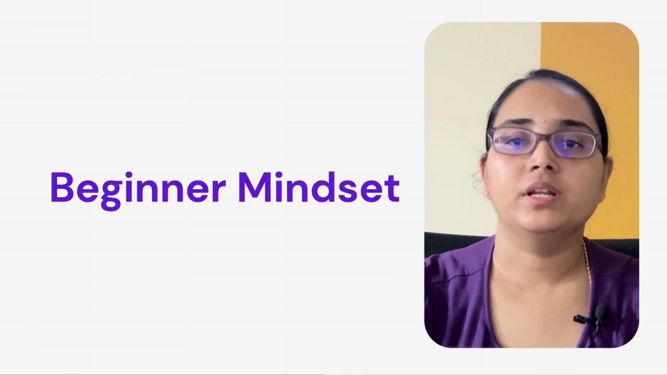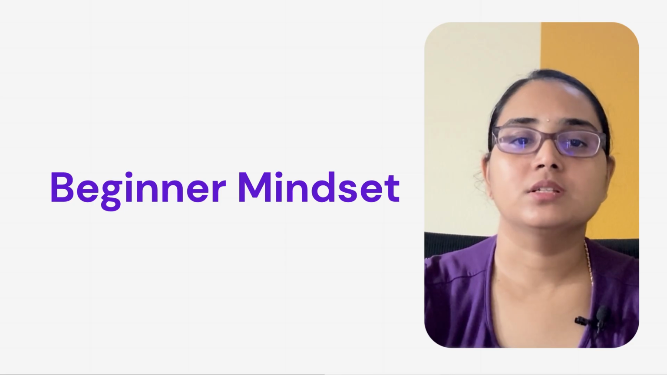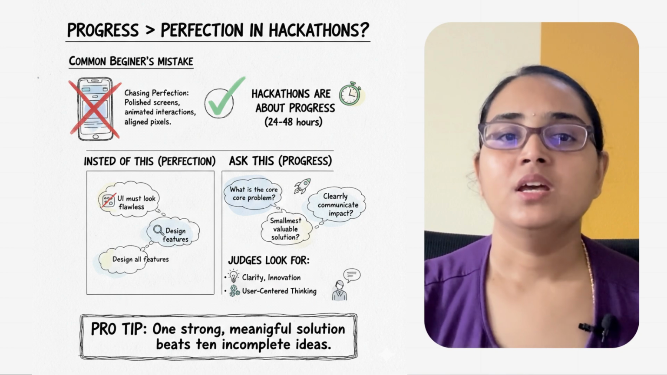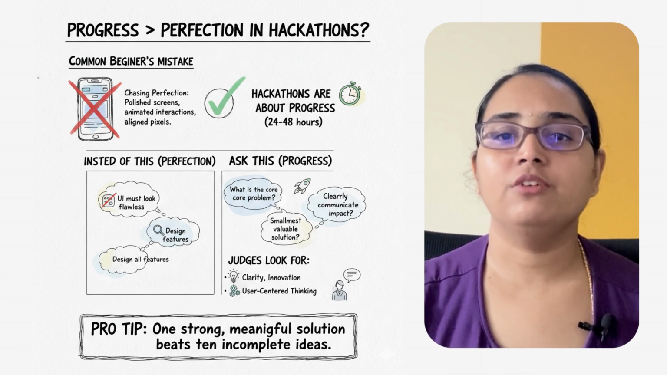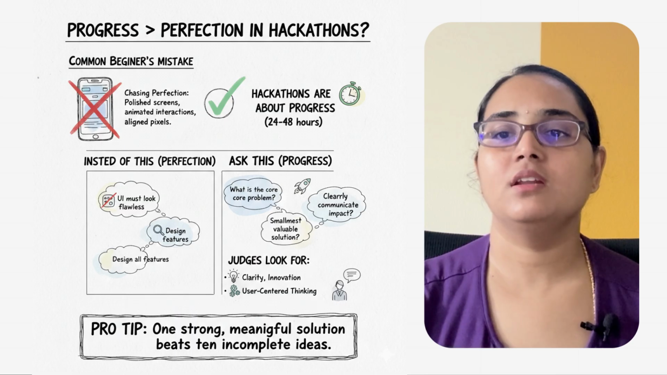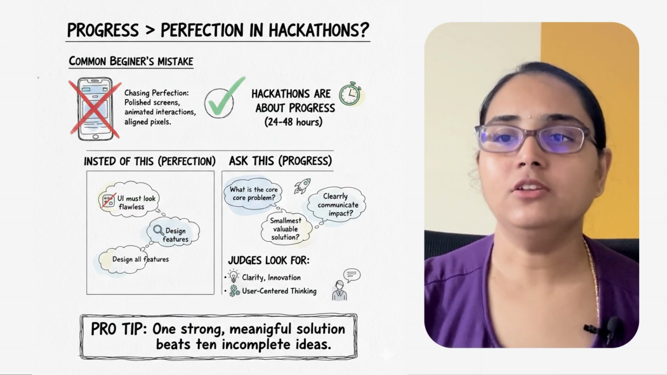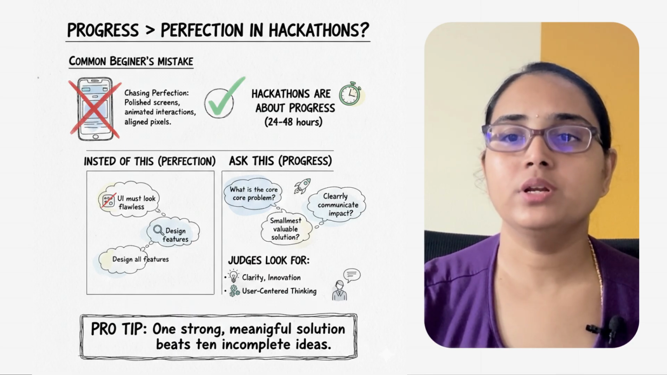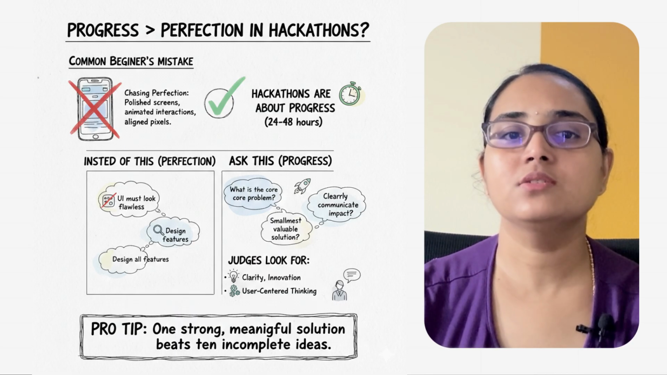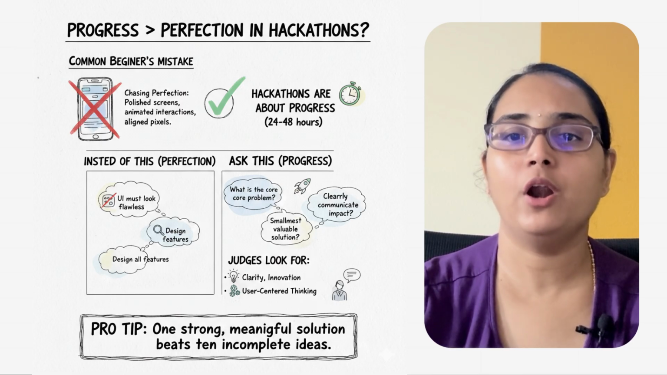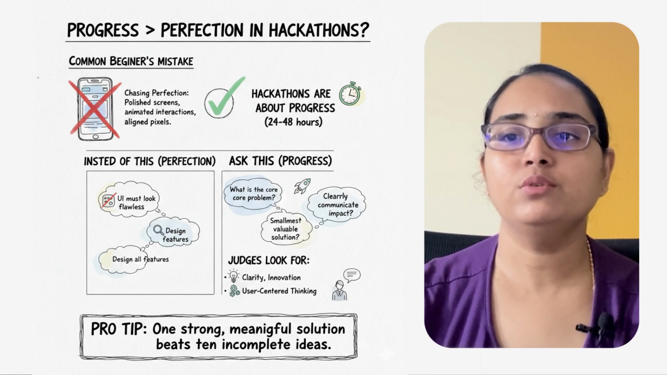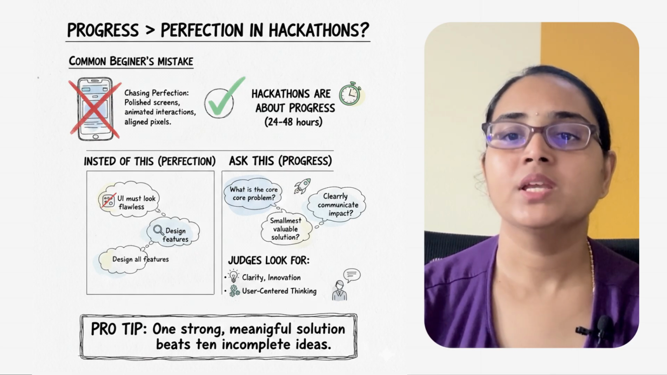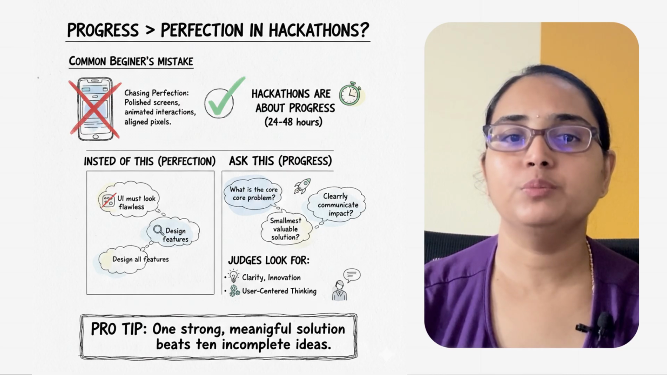Hackathon mindset for beginners: perfection versus progress. One of the biggest mistakes beginners make in hackathons is chasing perfection. They want every screen polished, every interaction animated, every pixel aligned. But hackathons are not about perfection, they are about progress. You are working within 24 to 48 hours, which is not enough time to build a fully refined product, but it is enough time to demonstrate clear thinking, strong prioritization, and problem solving ability. Shift your mindset from perfection to progress.